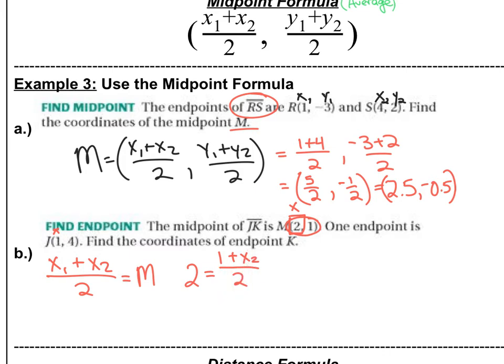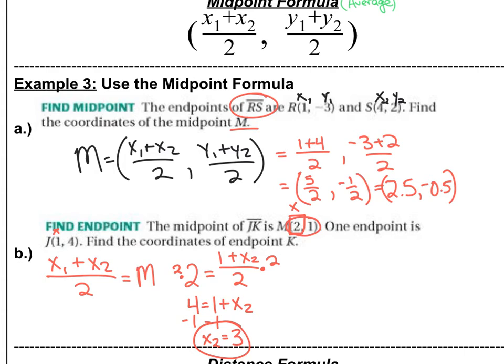So now it's just solving an equation. This is (1 plus x sub 2) divided by 2, so we have to multiply both sides by 2. And we'll get 4 equal to 1 plus x sub 2. Subtract 1, x sub 2 equals 3. So we know the x coordinate of our other endpoint.